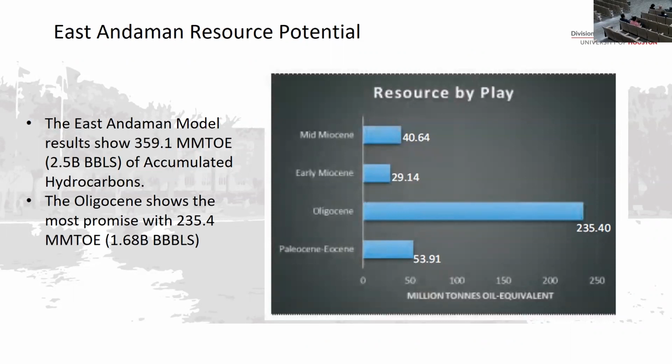Well, what's the resource potential? So the model went in and calculated what the resource potential is. And you can see it's pretty significant, particularly in the Oligocene. Overall, there's about 359.1 million metric tons equivalent of oil, or hydrocarbons. And the Oligocene obviously shows the best promise with 235.4 million metric tons of oil, which equates to about 1.68 billion barrels of oil. Overall, 2.5 billion barrels of oil potential.